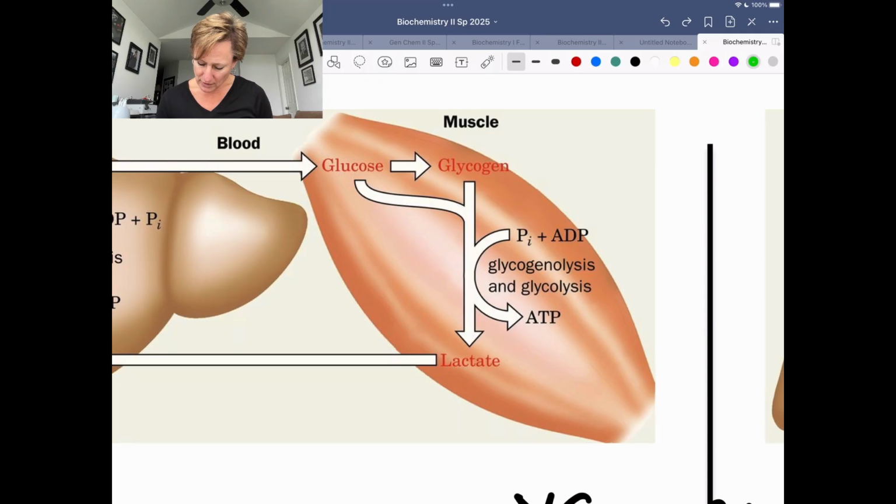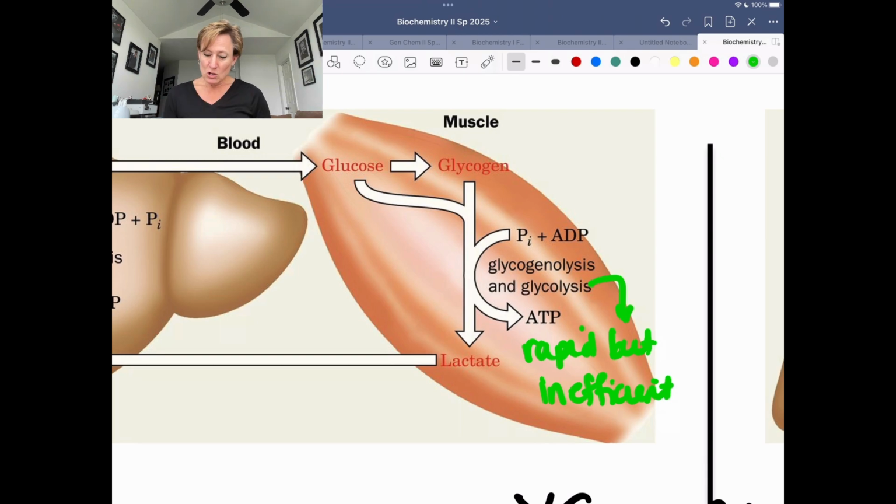Maybe we'll do this one. So again, this is going to be rapid, but inefficient when we are doing anaerobic glycolysis. So what we do is sort of that 11th step of glycolysis, right? After we complete and generate pyruvate, we're going to then generate lactate.